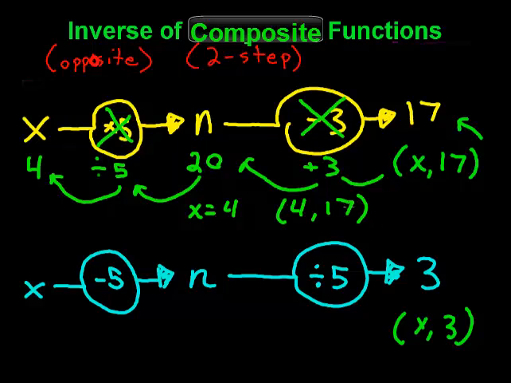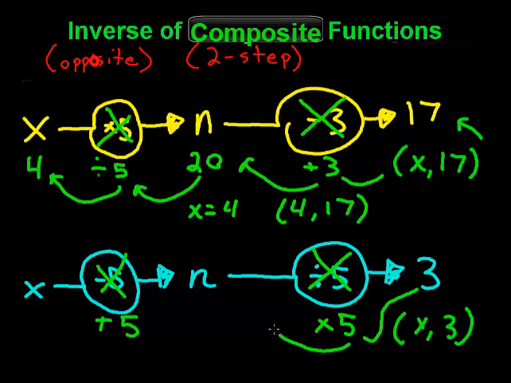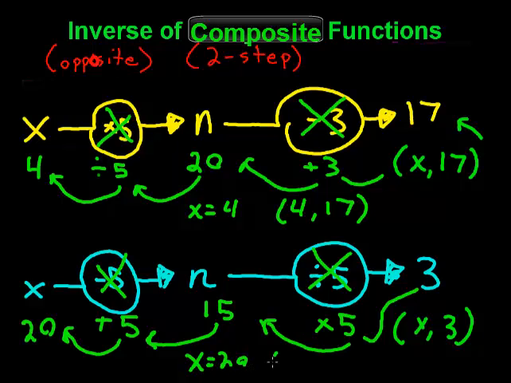First thing I do, because we're going inverse, opposite, we have to do the opposite of our sign. So instead of divided by 5, it's times 5. Instead of minus 5, it's plus 5. And let's go backwards. So 3 times 5 gives us 15. And then 15 plus 5 gives us 20. So you should have gotten x equals 20, or 20 comma 3. Hopefully that's making sense to you.